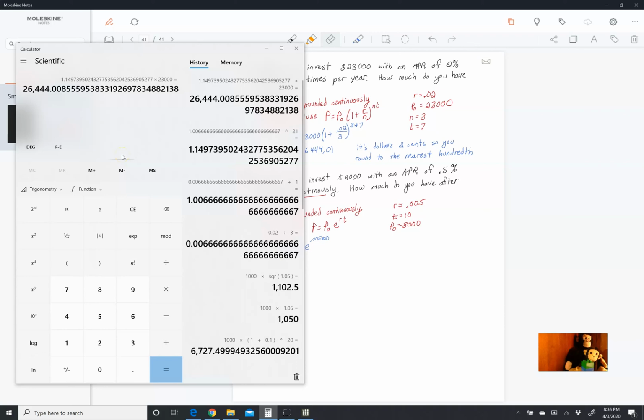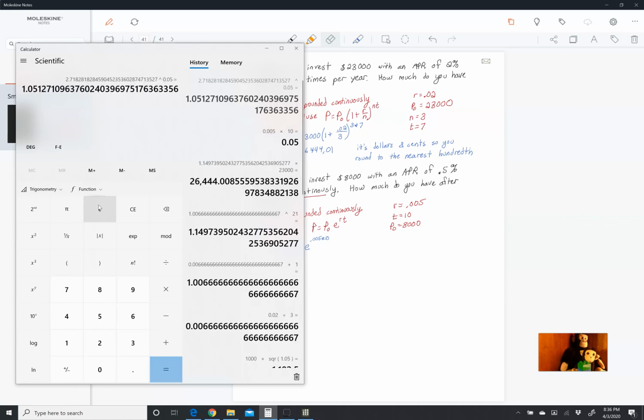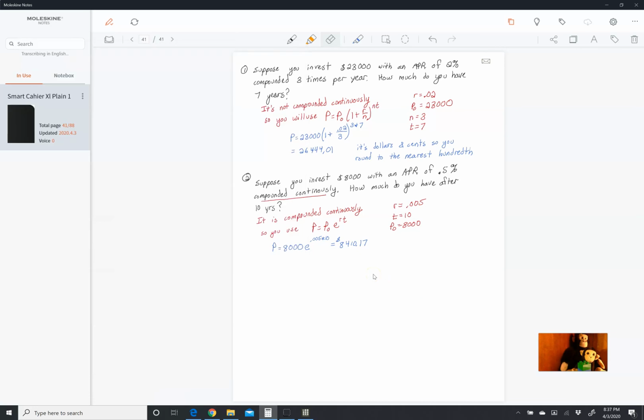So you're going to do order of operations, okay? You have to first figure out what your exponent is. So 0.005 times 10 is 0.05. Now you're going to do E raised to that power. So here's your E. You're raising it to the 0.05. Now you multiply that by your 8,000. And notice you don't make that much money. It's very small. I mean, $400 is nothing to sneeze at, but it's not as much money as in some of these other problems that we've done. So it's $8,410.17. Do dollars and cents, okay?